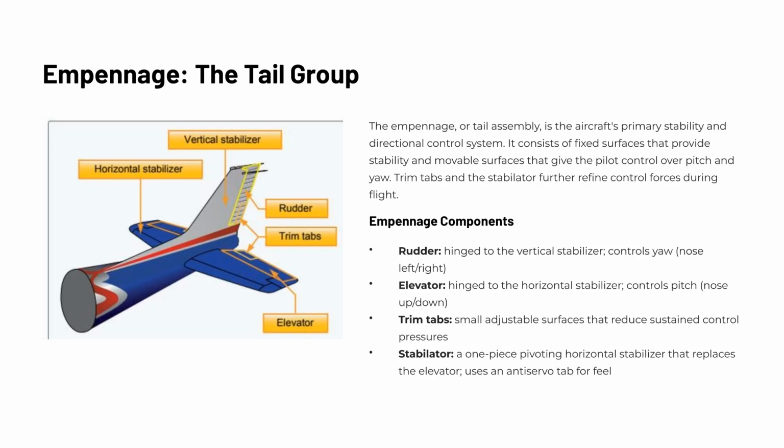Some aircraft replace the conventional horizontal stabilizer and elevator combination with a stabilator, a single one-piece surface that pivots as a whole unit. Because the stabilator is highly sensitive, it incorporates an anti-servo tab, which moves in the same direction as the stabilator to increase control feel and prevent over-control. Knowing these components and their functions will be critical as you study aircraft stability and flight controls.